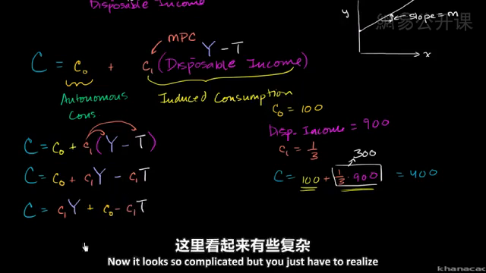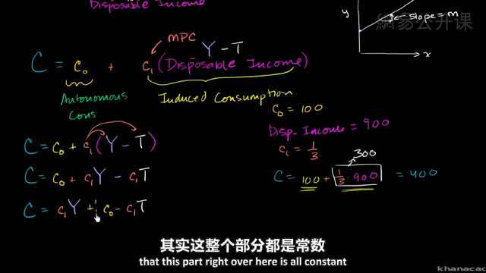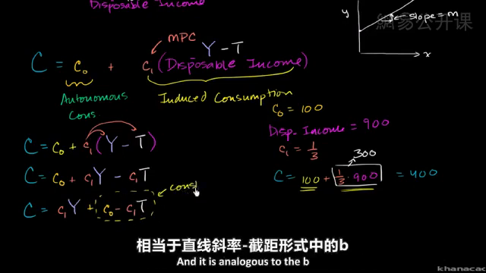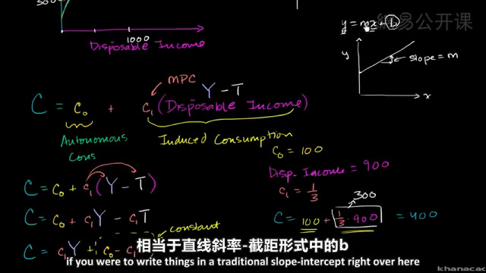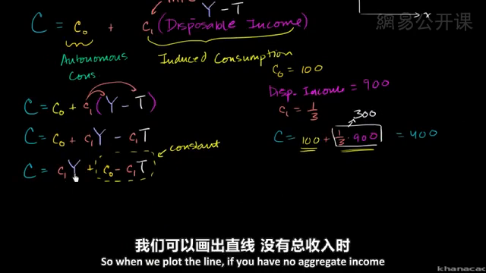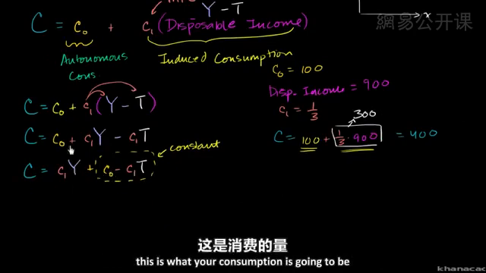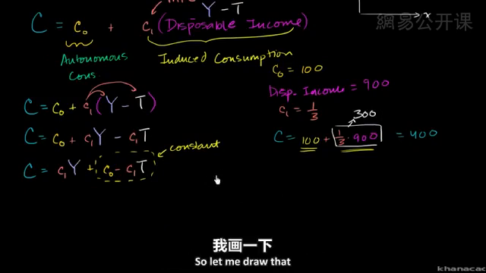Now it looks all complicated, but you just have to realize that this part right over here is all constant. And it is analogous to the b if you were to write things in traditional slope-intercept form. So when we plot the line, if you have no aggregate income, this is what your consumption is going to be. So let me draw that.